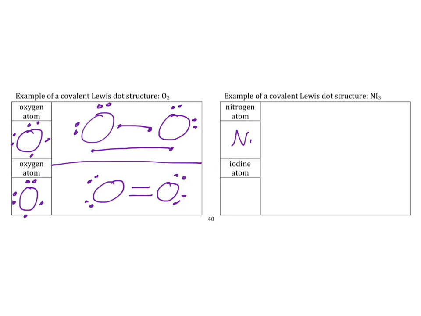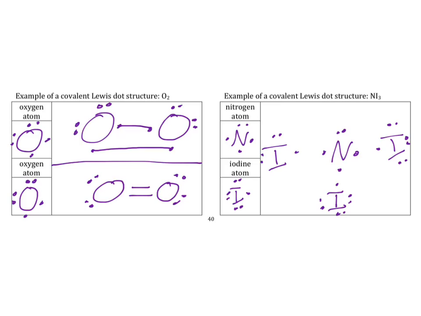And then we have nitrogen. Nitrogen has 5 valence electrons. It has 3 single electrons, so it'll make 3 bonds. Iodine has 1 single electron, but notice how there's 3 iodines. So we're going to evenly spread them out. Notice how I'm positioning them so they can make that bond with the single electron. Bond, bond, and bond.